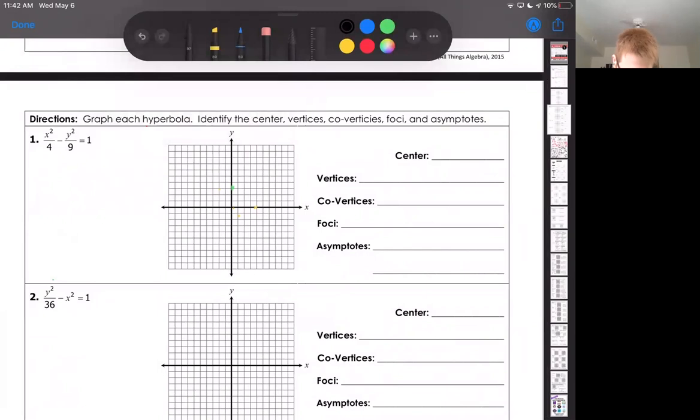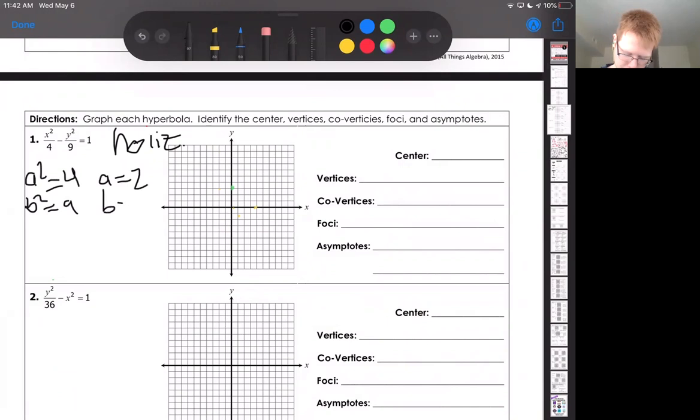So our first one, the first thing you want to look at is what's your variable before the minus sign. Since it's x squared over 4 first, that means we're going to have a horizontal hyperbola since the x part came first. If you look at the formula, it's in the standard form of the horizontal formula we had. So that means our a squared is going to be that first denominator. Our b squared is always the second one for hyperbolas. So our a is 2, our b is 3.